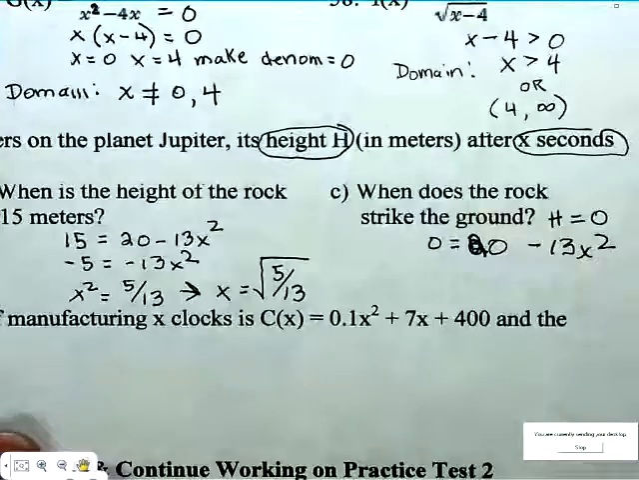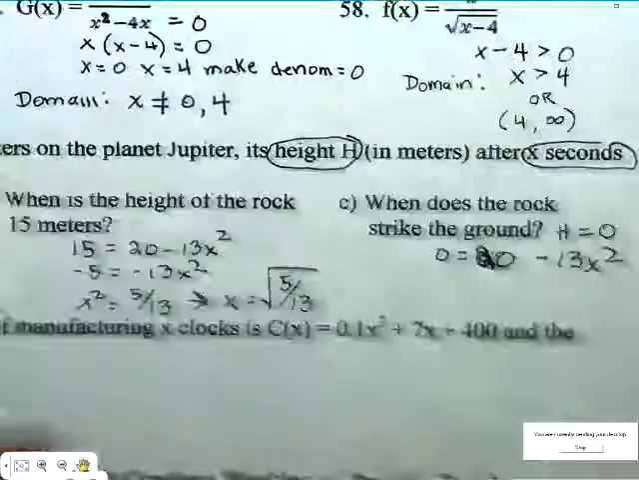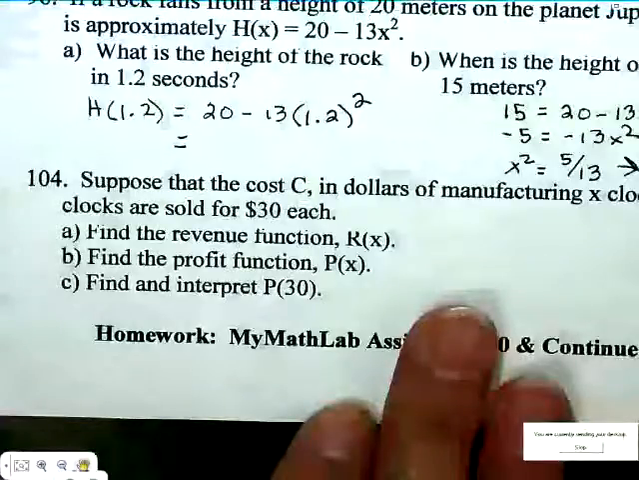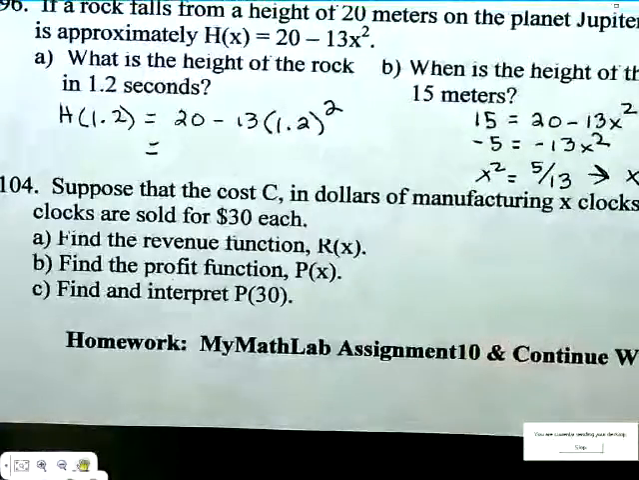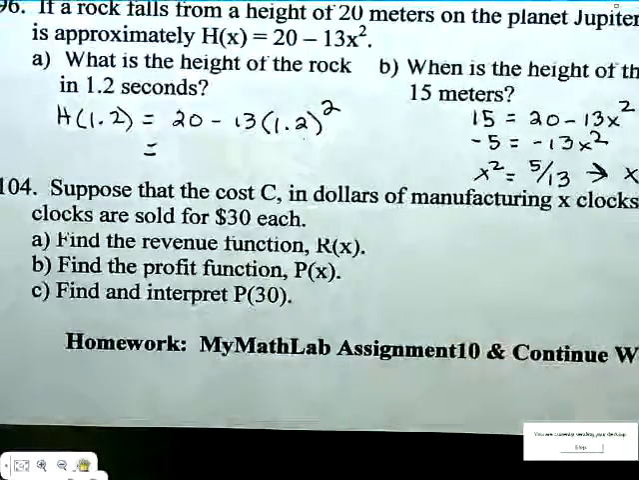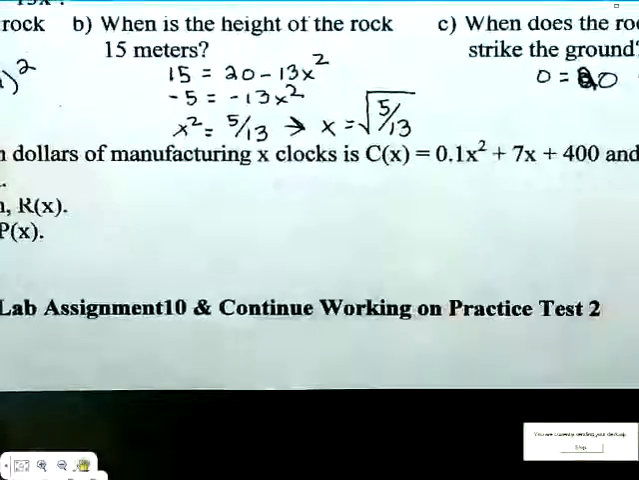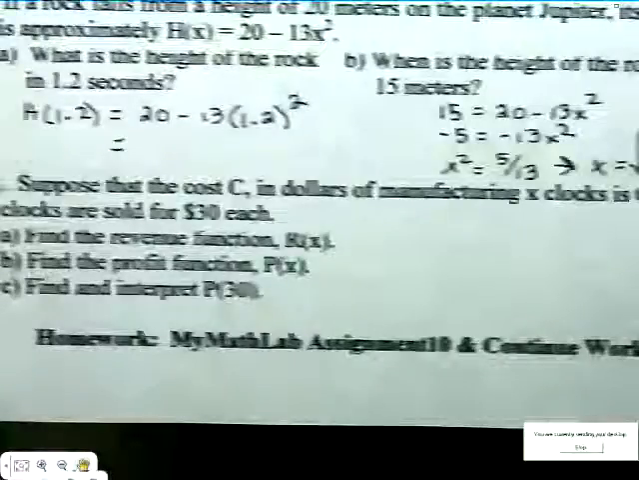All right, 30 seconds. I need to tell you something about 104. We don't have time to finish it, but I've got to just tell you how to start it because there's one like it in the homework. Suppose that the cost of manufacturing x clocks is given by this big old cost function, and the clocks are sold for $30 each. What's the revenue function?